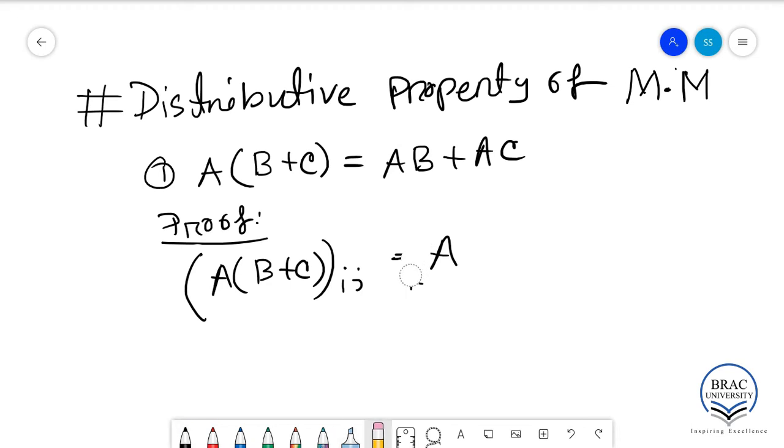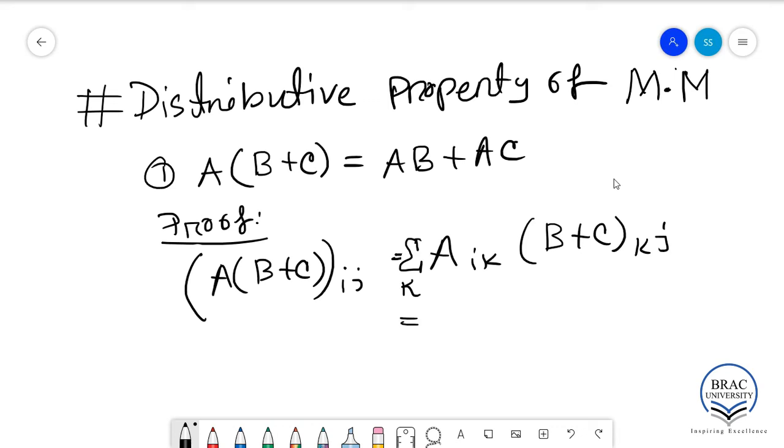So first we write a sum over a dummy index K. So first we write a sum over K, that is a dummy index, and you write A ik, and that is B plus C, kj. Now, these two matrices, they are additive, right? So you write A of ik. And how do we add two matrices? If you recall, we added them component by component.